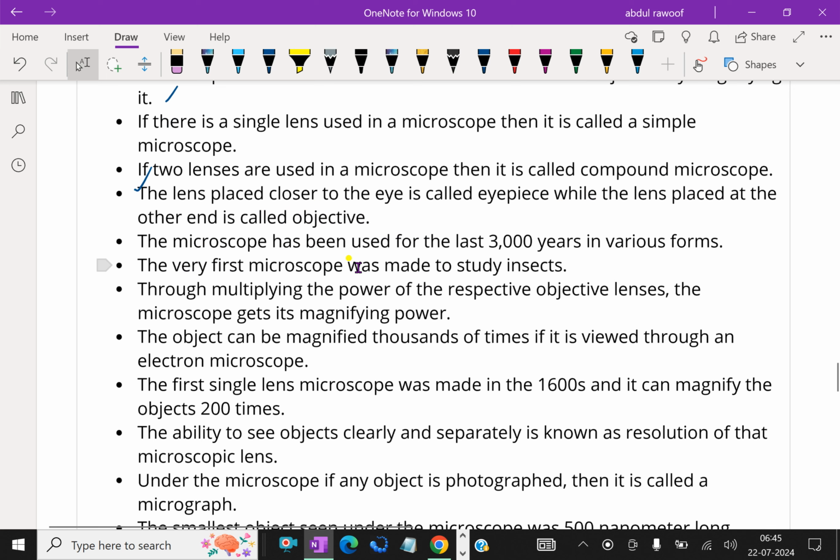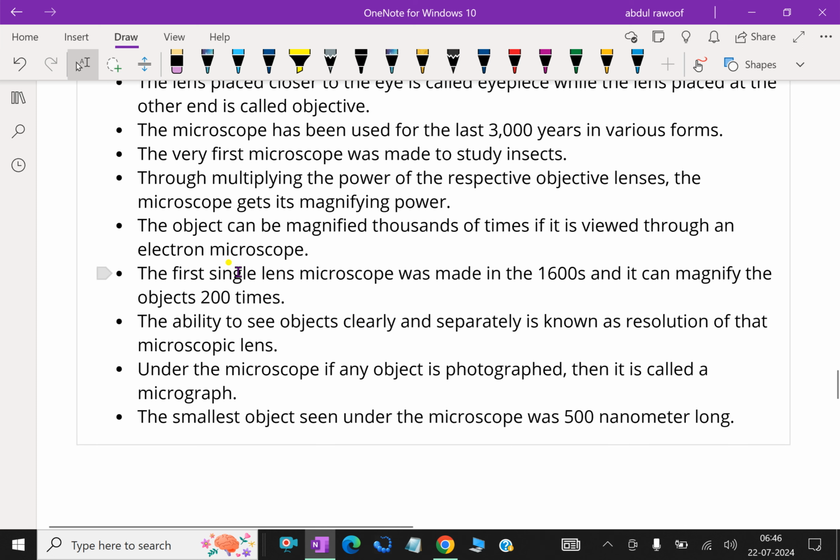Microscope has been used for at least 300 years in various forms. The basic ideas were used about 3,000 years before. The very first microscope was made to study insects. The first single lens microscope was made in the 1600s, and it could magnify the object 200 times. The ability to see objects clearly and separately is known as the resolution of the microscope lens. Under a microscope, if any object is photographed, then it is called a micrograph.